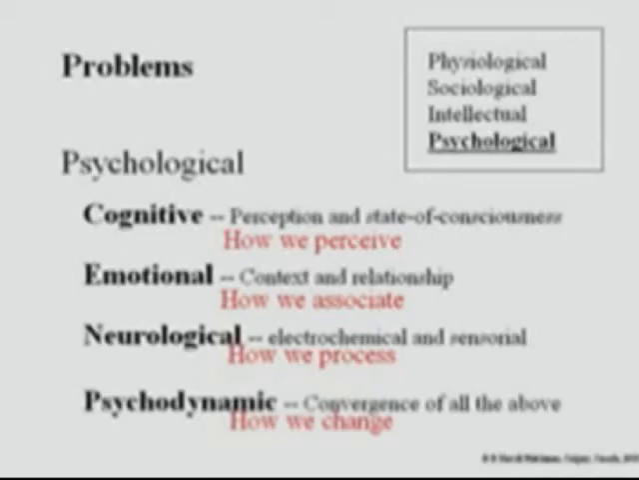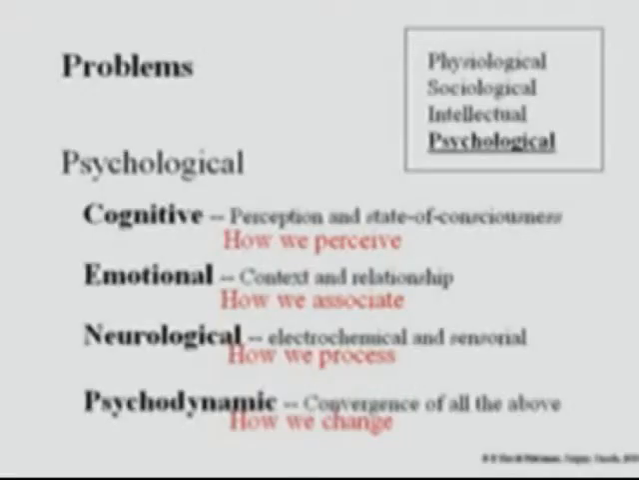Neurological, at the electrochemical and central level, our brain burns up to 30% of the calories we burn in our body. Doesn't say much for me right now, but I want you to know there's a lot of electricity there, and there's a lot of flutter and wow that can happen in that process, and it's very important. And finally, the psychodynamic, the convergence of these.